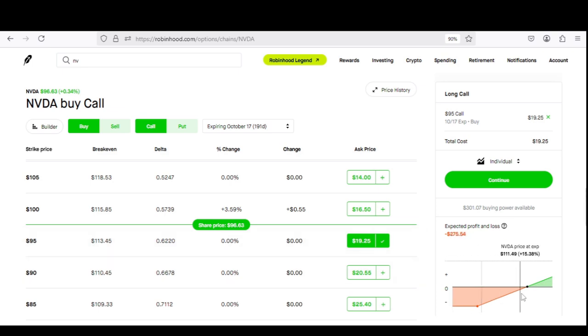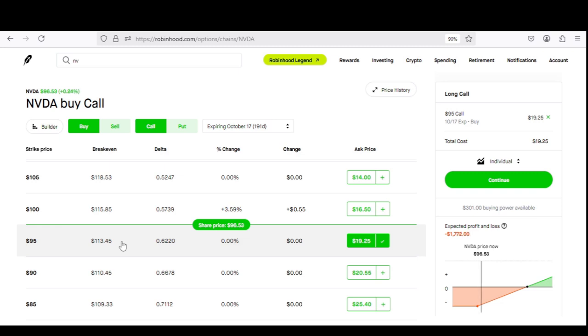So if we were to go to the chart right here to the right, you could see the break even right up here, 114. Good. Now, the break even is determined by two factors. The break even is always determined by the strike price you choose plus the amount you paid for it. So by simply adding 95 and 19, you should get around $113, $114. That is the basis of the break even.